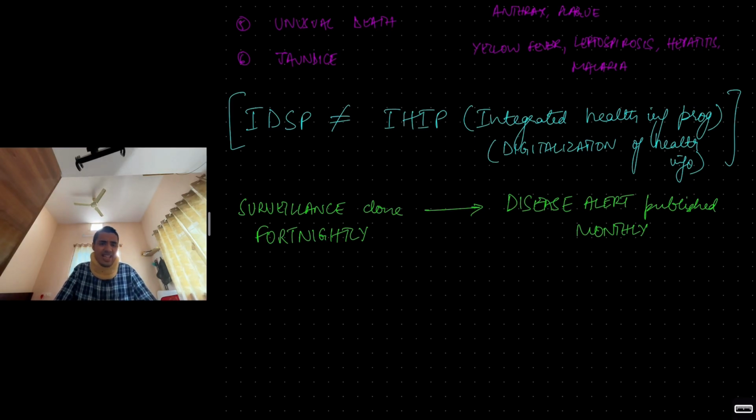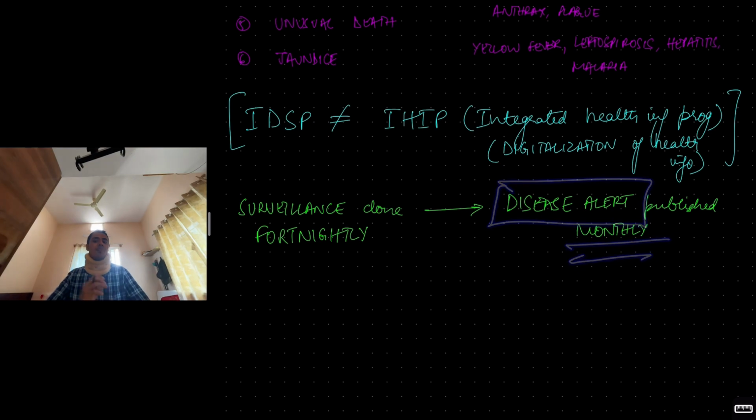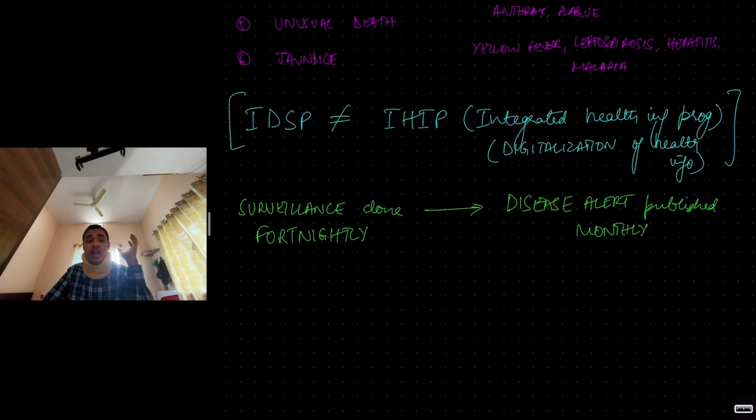Now, what is the significance of this IDSP? This surveillance, I told you, is done fortnightly. It is done every 14 days. The data is submitted to the government in the form of a disease alert. Basically, every month the IDSP, through the National Health Mission, provides a report, a disease alert to the government saying that this so and so disease is cropping up in so and so places. So this is the importance of IDSP.